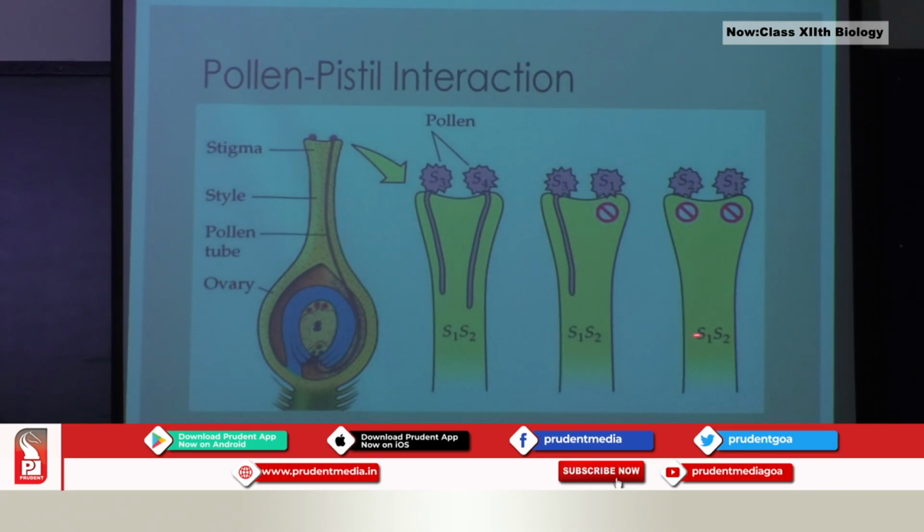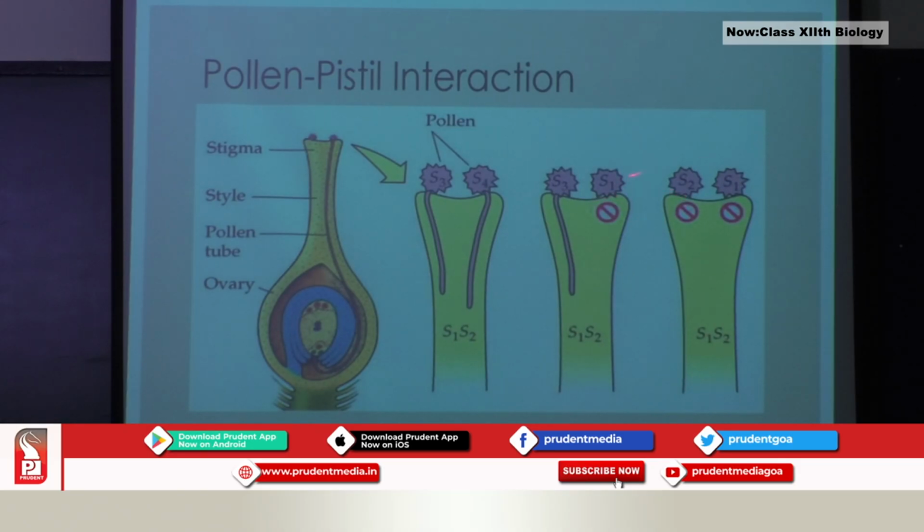So do you think this particular stigma will promote self-pollination? No. It would try to avoid self-pollination. That means it will bring about self-incompatibility. As you can see over here, it's a big no to the pollen grains. The pollen grains are not going to be allowed to germinate.